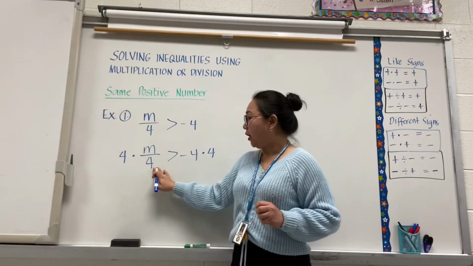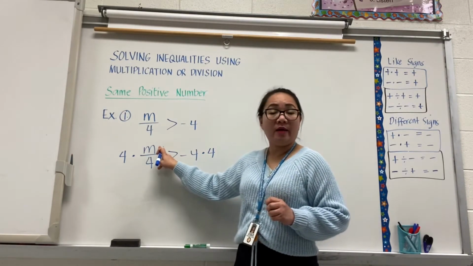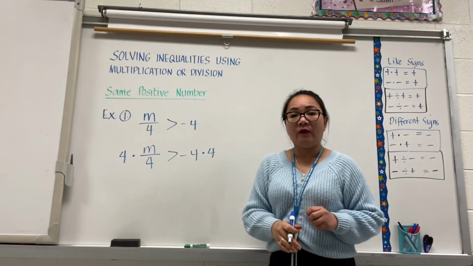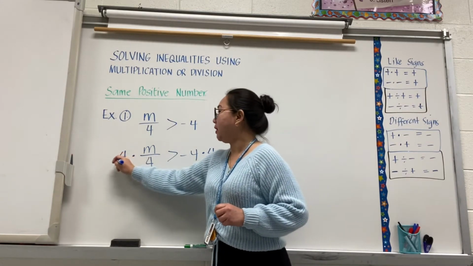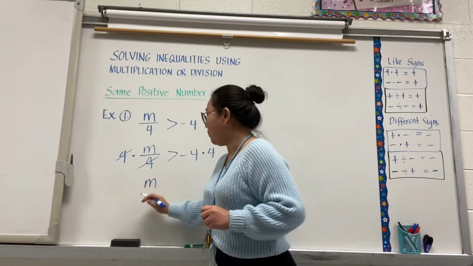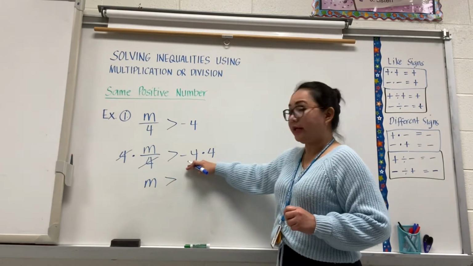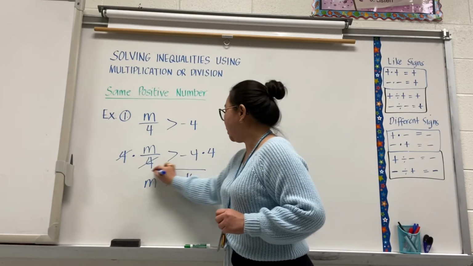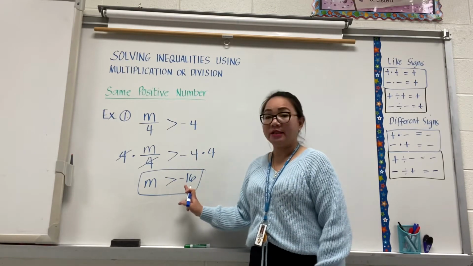And why is it 4 and not negative 4? Our goal is to isolate the variable m or the unknown m. So to isolate the variable m, we have to eliminate 4. So here we can cancel out 4. And the leftover is m. So m now is by itself. Write the symbol and then work on the right side. So negative 4 times 4 is negative 16. So the solution is m is greater than negative 16.